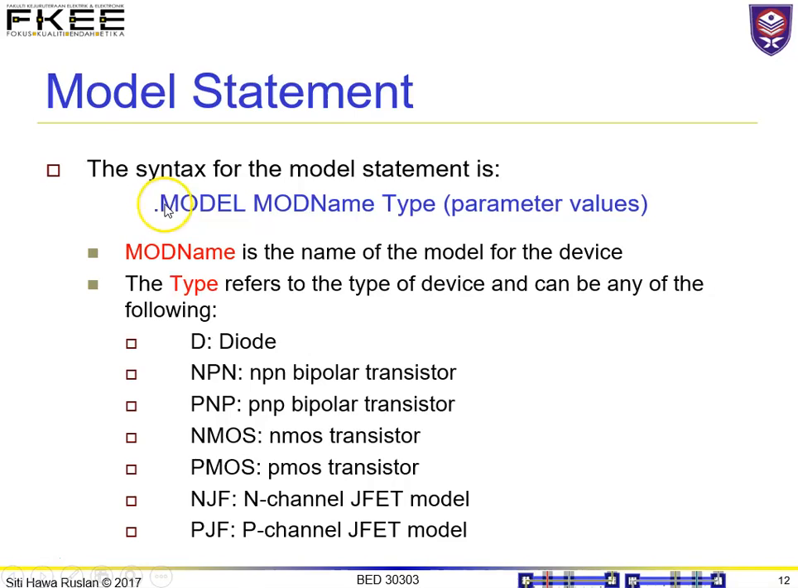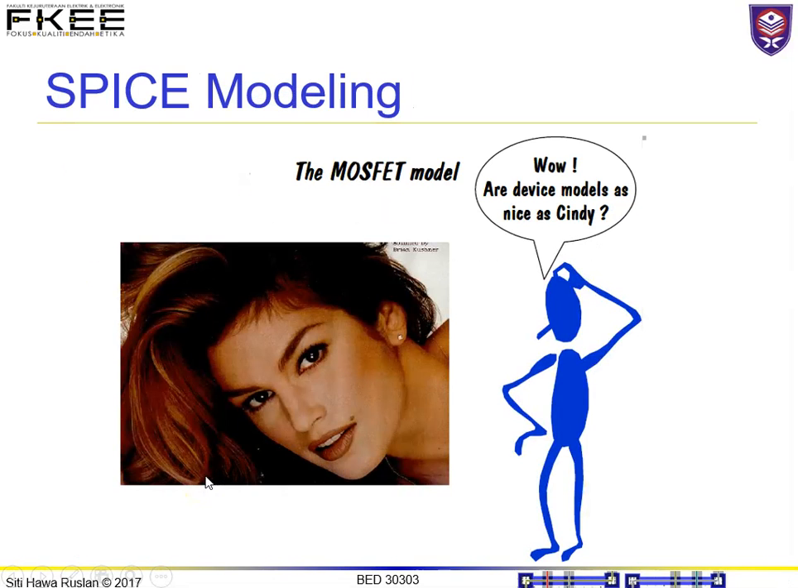Okay, so in general, the model statement will be .model, mod name, type. This is all the parameters just now, W, L, and so on. Then this mod name is the name of the model for the device. Type refers to the device and can be of anything. You have several devices, right, just now. So it is actually just a model to represent the MOSFET.